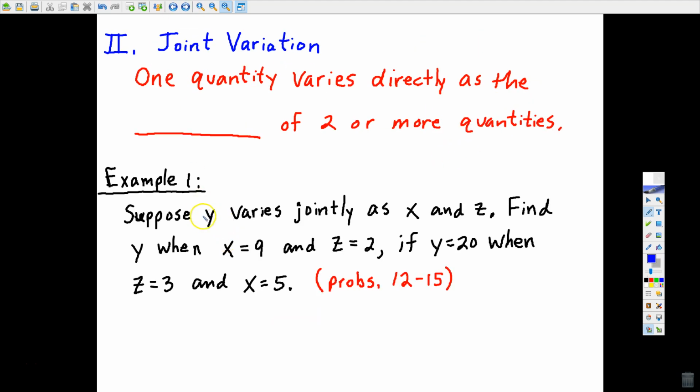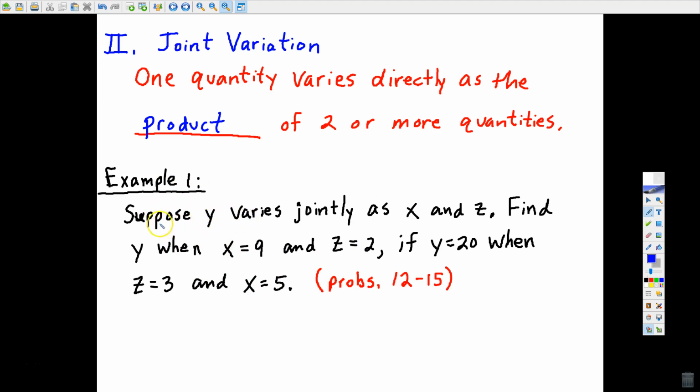All right, number 2, let's talk about joint variation. With joint variation, it's similar to direct variation. It's just that now we're going to be involving 2 or more quantities being multiplied. So to fill in our blank here, one quantity varies directly as the product. Remember, product is just another way of saying the answer to multiplication. The product of 2 or more quantities. So on 12 through 15, you'll be doing problems that look like this.